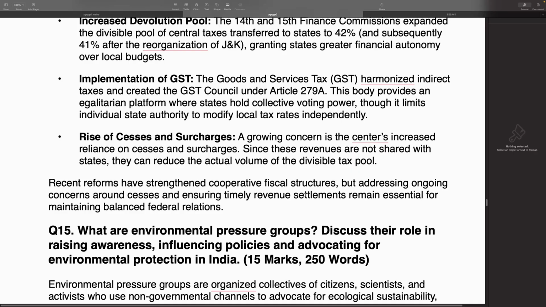Rise of cesses and surcharges. A growing concern is the center's increased reliance on cesses and surcharges. Since these revenues are not shared with states, they can reduce the actual volume of the divisible tax pool. Recent reforms have strengthened cooperative fiscal structures, but addressing ongoing concern around cesses and ensuring timely revenue settlements remain essential for maintaining balanced federal relations.